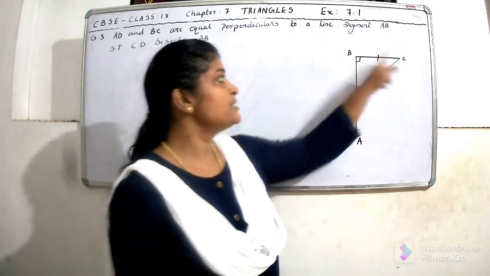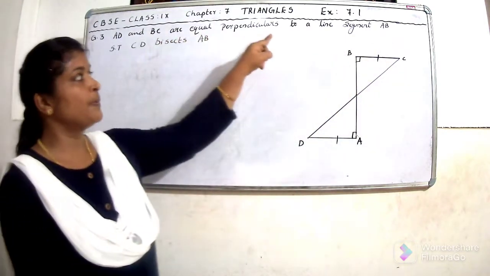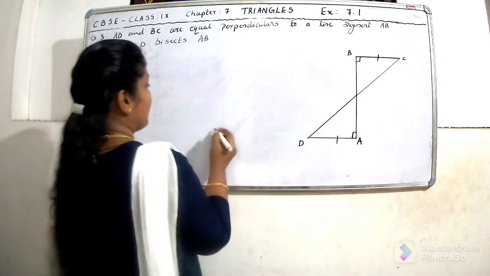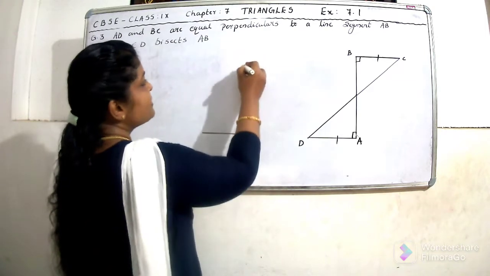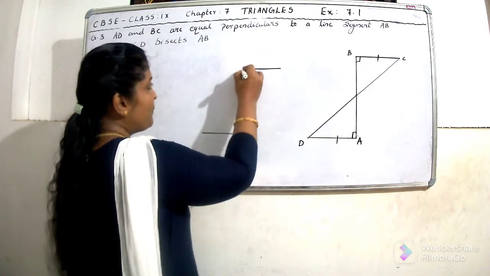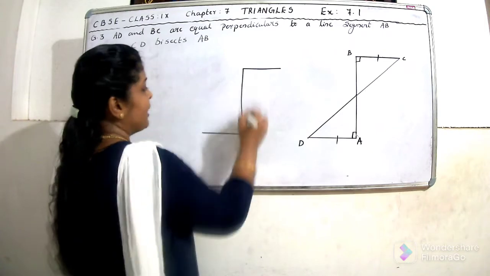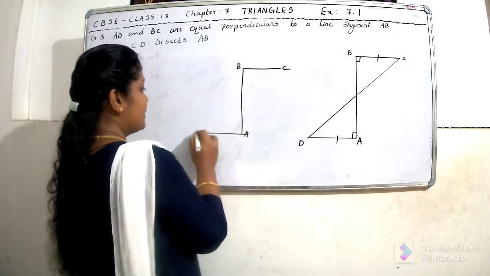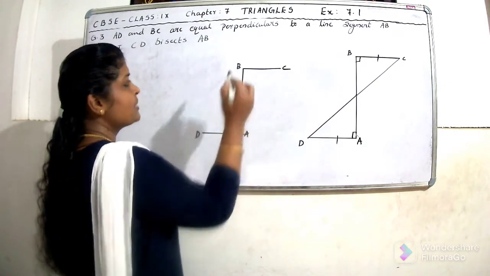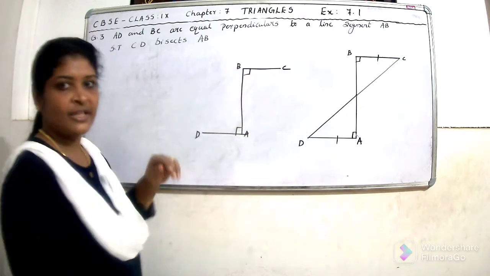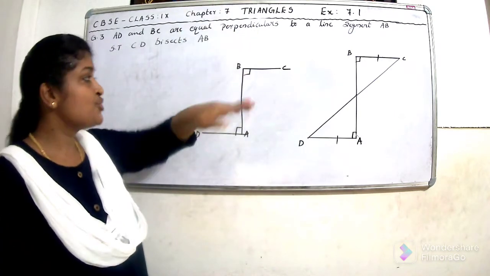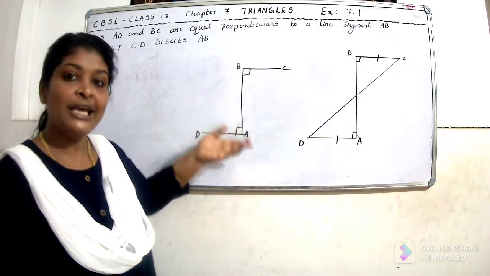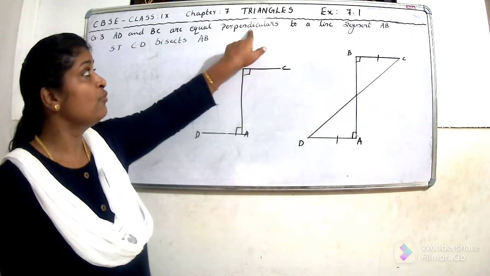AD and BC are equal perpendiculars to a line segment AB, which means AD and BC are perpendicular to the line AB. AB is the line, BC and AD are perpendicular, which means here is 90 and here also 90. They said the word perpendicular, so we understood that the corner is 90 degrees, which means these two corners are equal. Everything is understood from this single word, perpendiculars.